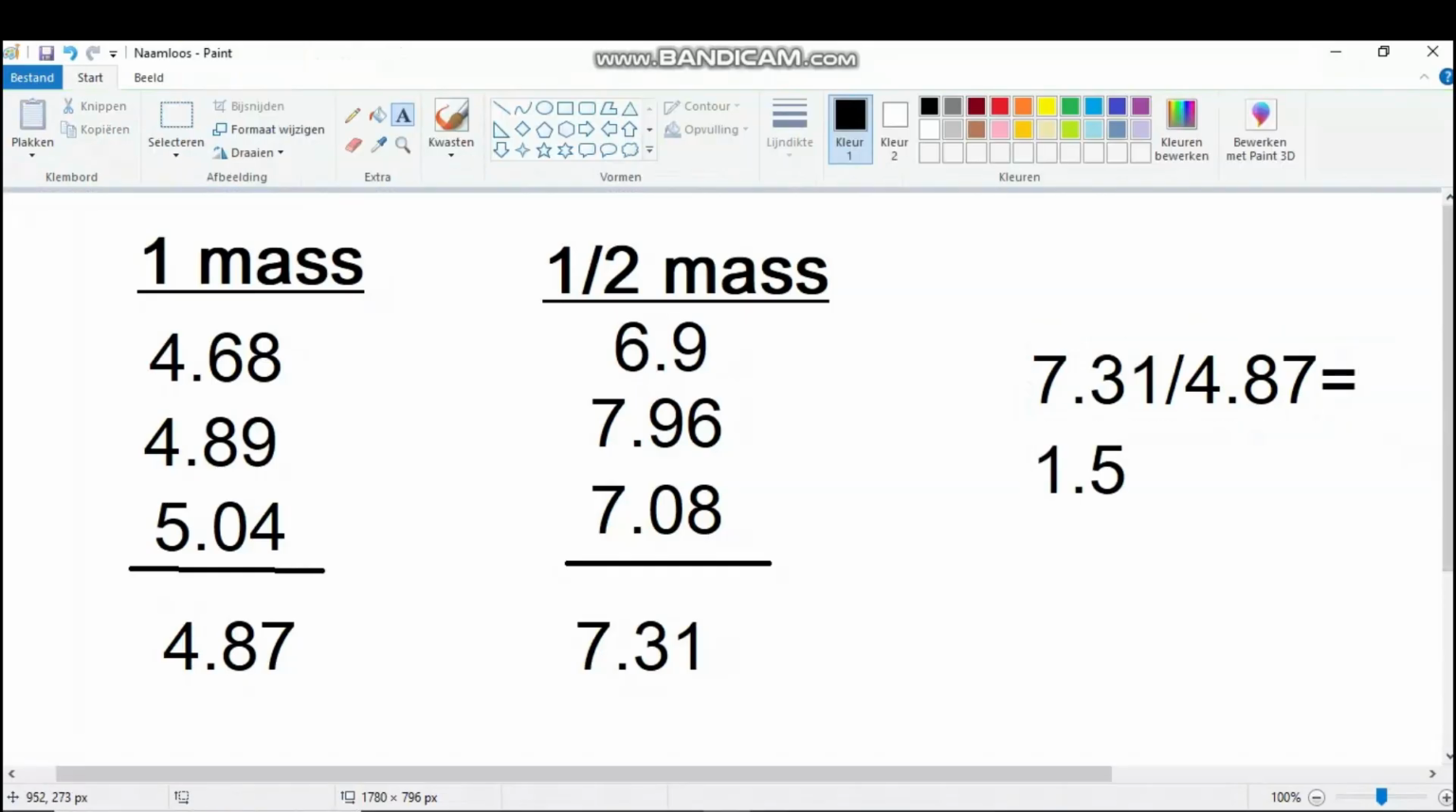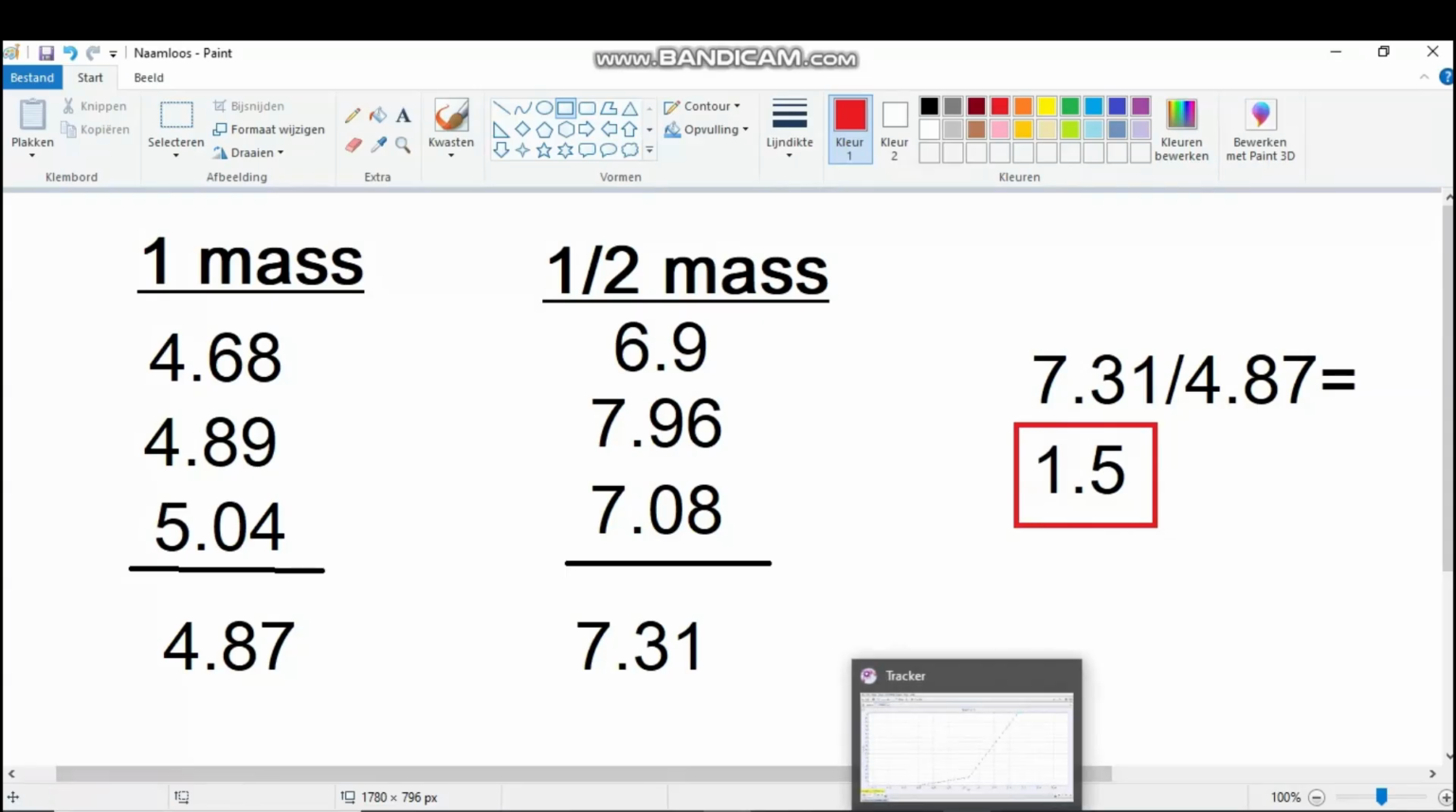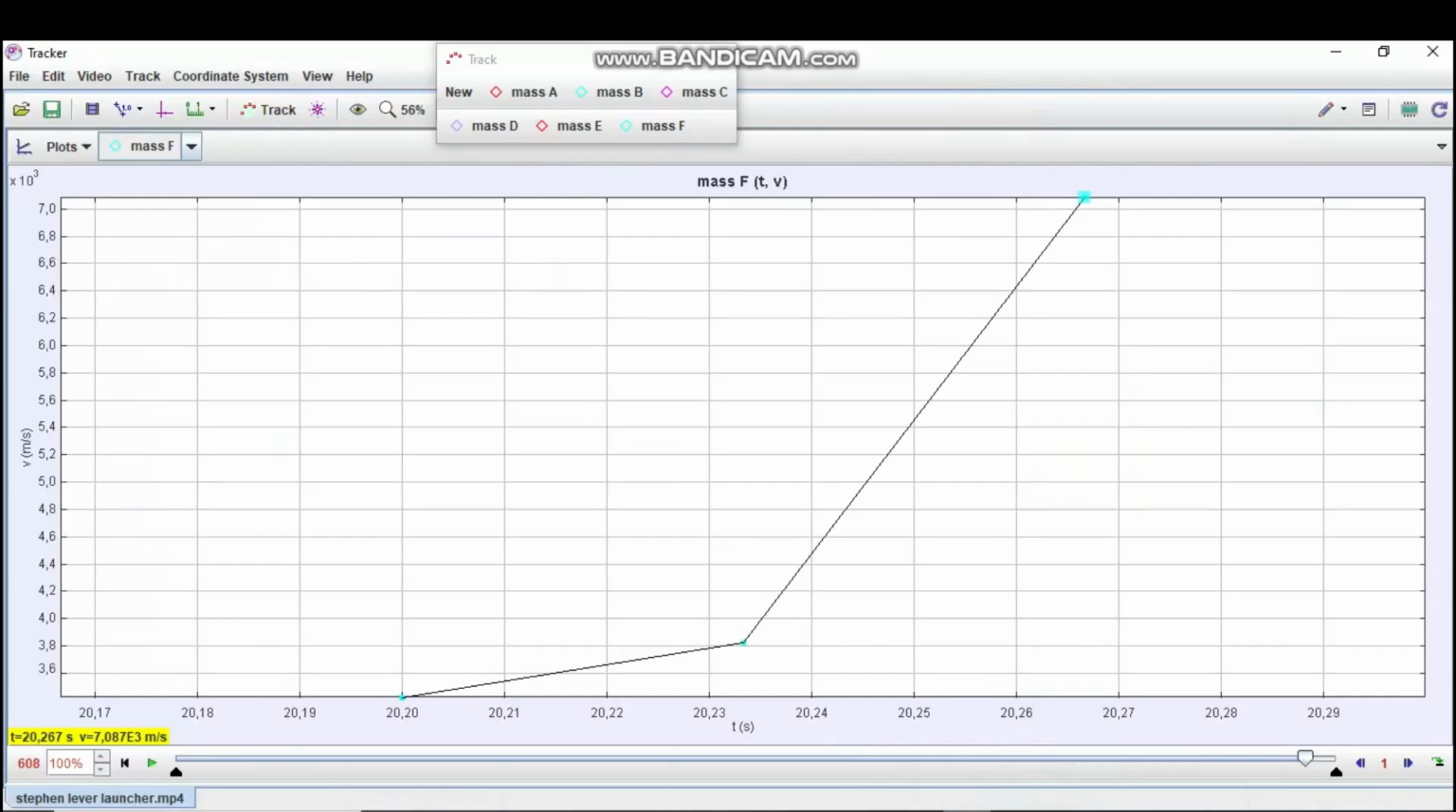1.5. So with the tracker software we have a velocity ratio of 1.5. I know Stephen had analyzed it and he came up with 1.69. So yeah, the question is, which one is more accurate? Is it 1.69 or is it 1.5? Well, it's up to you. I'm just showing the results that the software tracker shows. I think it's interesting.